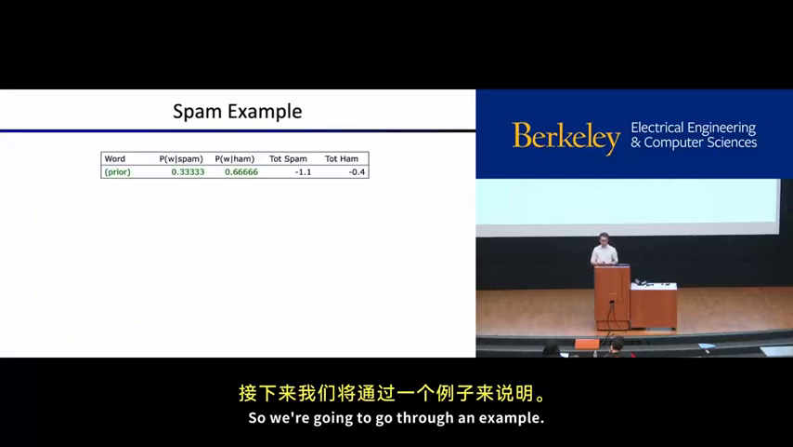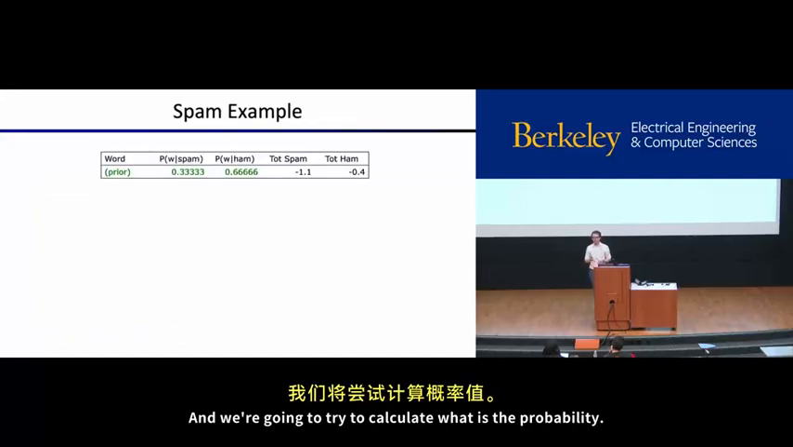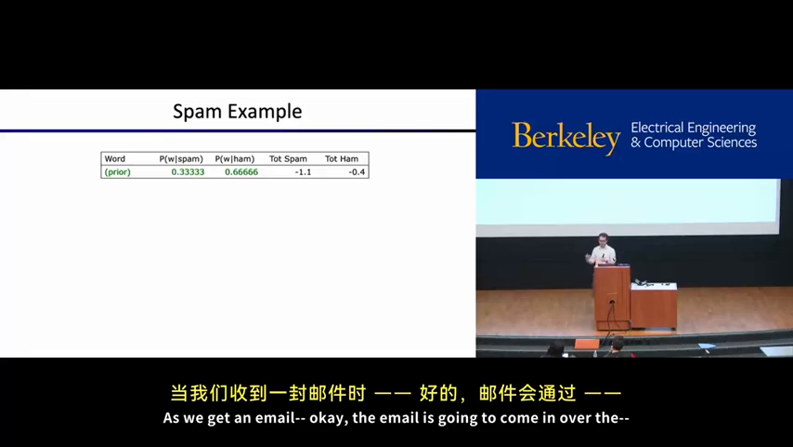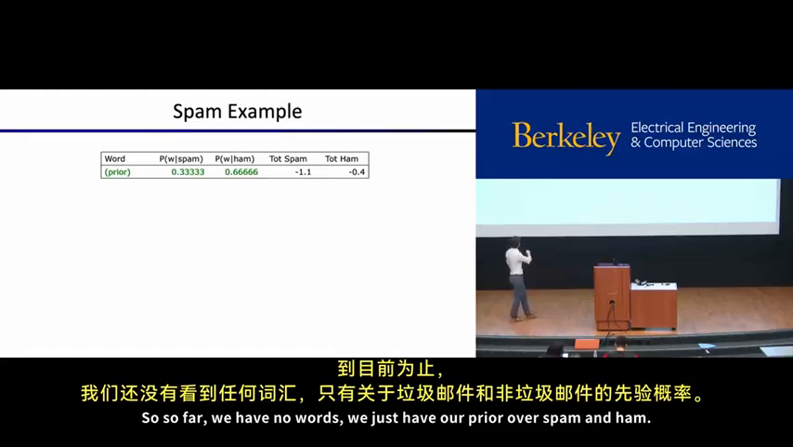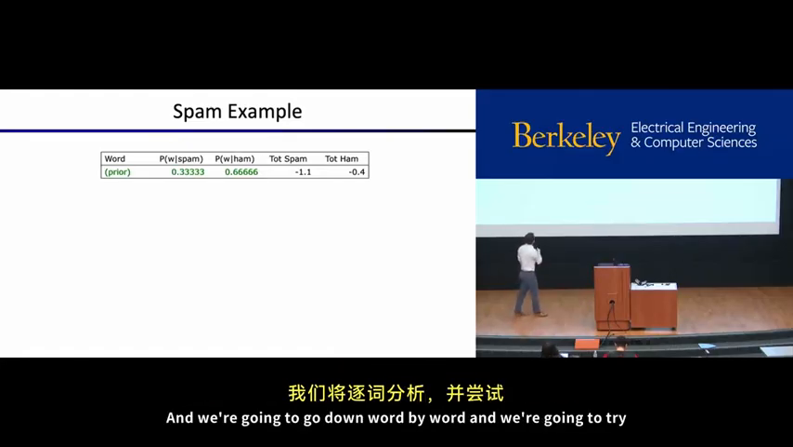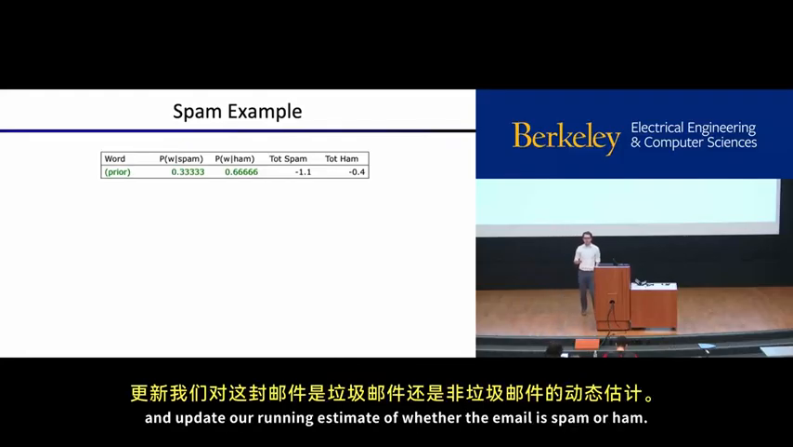All right, so we're going to go through an example, and we're going to try to calculate the probability as we get an email. The email is going to come in, and I'm going to show the different words as we go. So far we have no words. We just have our prior over spam and ham. We're going to go down word by word and update our running estimate of whether the email is spam or ham.